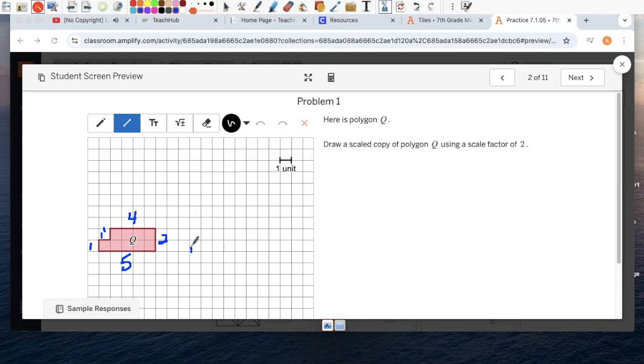So this is going to be 2. That's going to be 2. That's going to be 2. That 4 is going to be 8. 1, 2, 3, 4, 5, 6, 7, 8. And that 2, the height here, is going to be 4. 1, 2, 3, 4. And this distance of 5 is now going to be 10, I hope. 1, 2, 3, 4, 5, 6, 7, 8, 9, 10. There is the new shape.